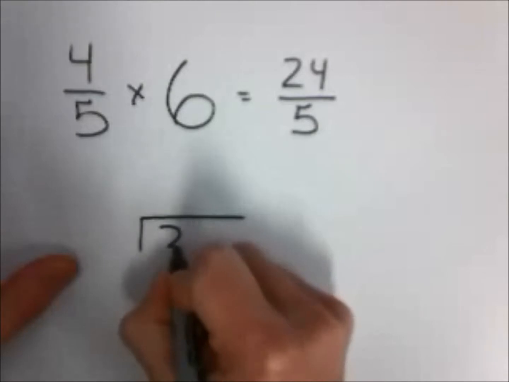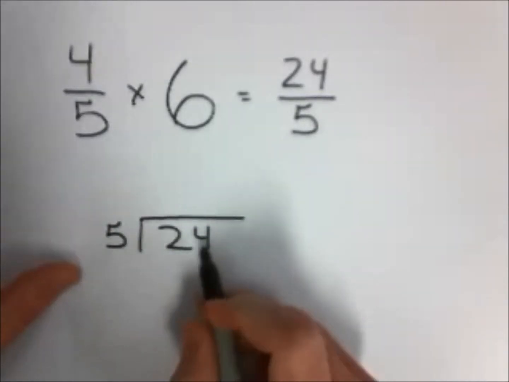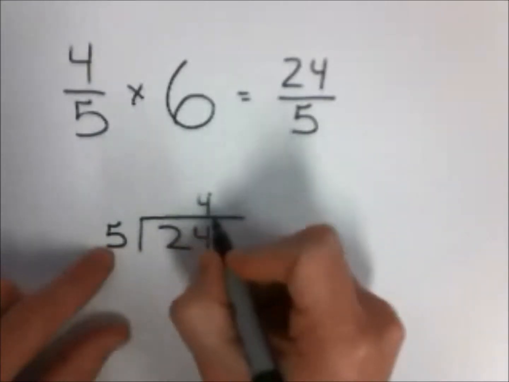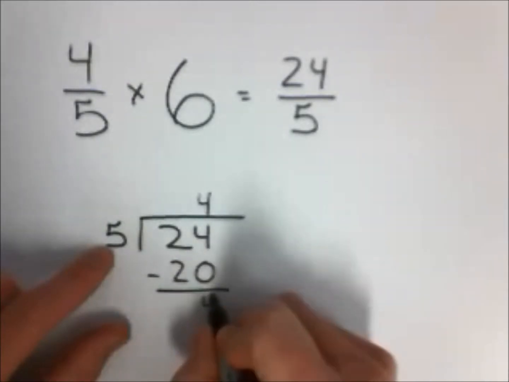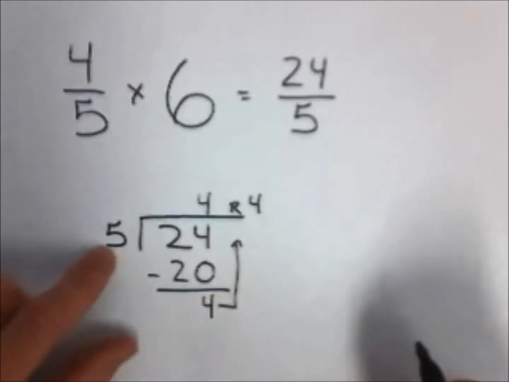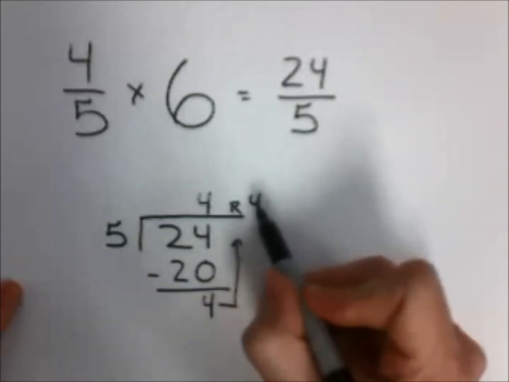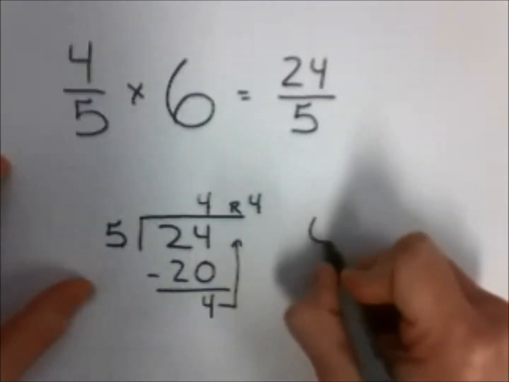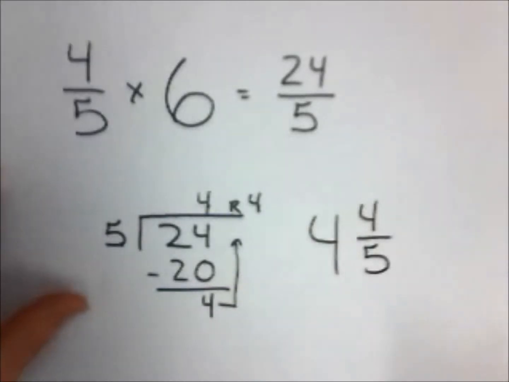Now this is an improper fraction, and in 5th grade we take our improper fractions and we convert them to mixed numbers. So we have 24 divided by 5. 5 goes into 24 4 times because 5 times 4 is 20. Take them away, and you have a remainder of 4. So when you put that all together, here is your whole number, numerator, denominator, same denominator. So we're going to have an answer of 4 and 4/5.